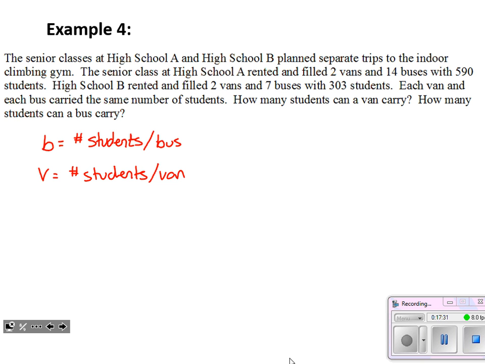All right, now let's look at the situations. Because somewhere in here, since we have 2 unknowns, we're going to have 2 equations that relate those unknowns. Here it's going to be the 2 separate trips. What's High School A doing? Well, they had 2 vans and 14 buses, and that totaled 590 students. High School B, they had 2 vans and 7 buses with 303 students. So just like that, we can turn the written sentences into math equations that say the same thing, but now we've got variables that we can solve for, and that's really, really useful.